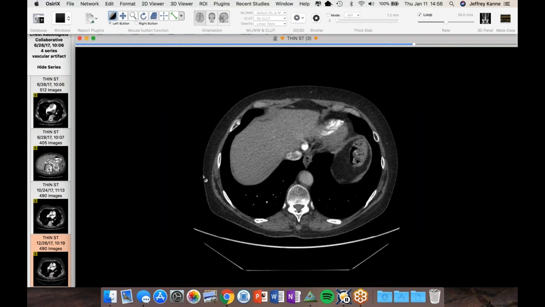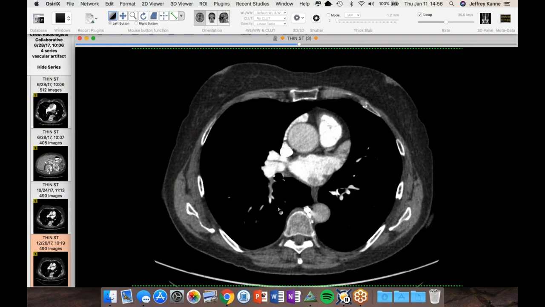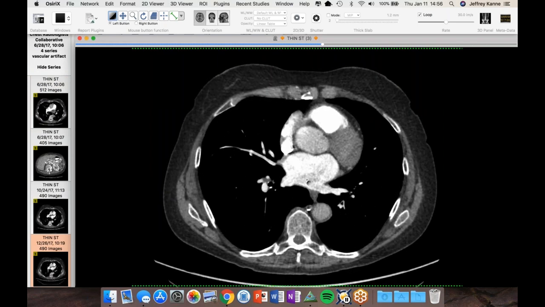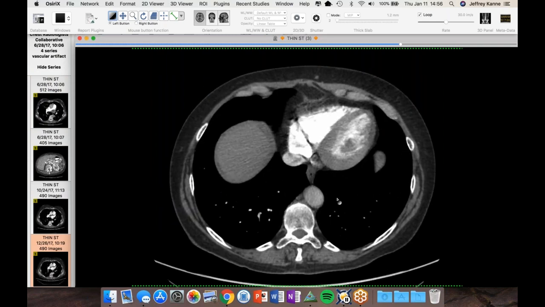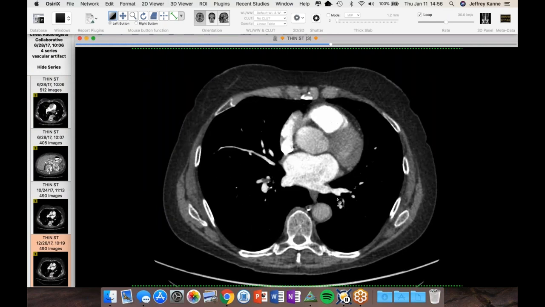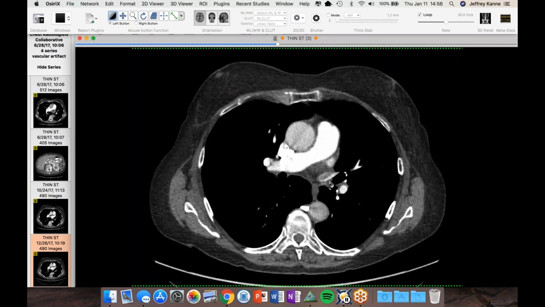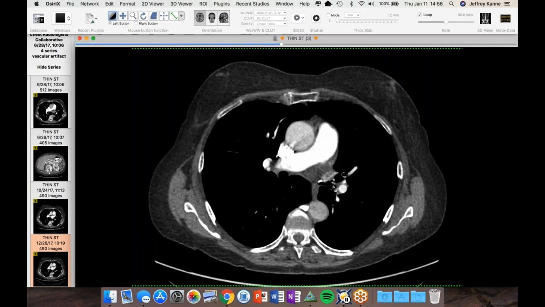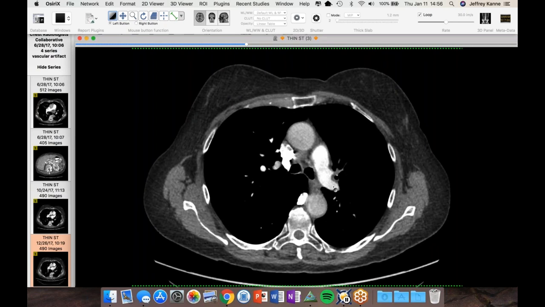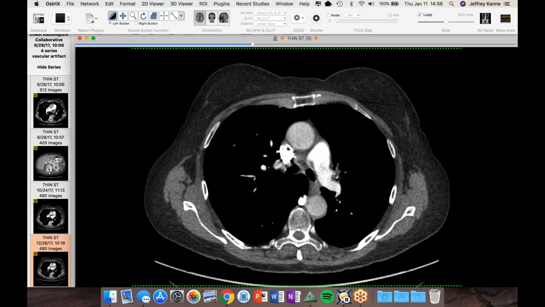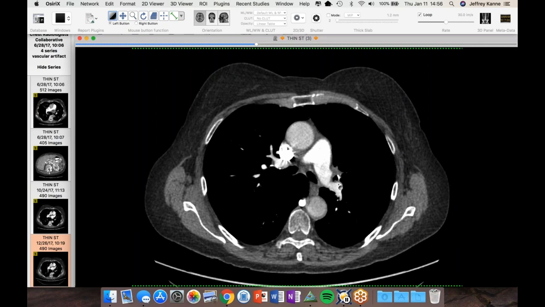You can see there's a good right heart and pulmonary arterial enhancement, but you can see some really nice smoke in the left atrium on this study. There's some sluggish flow, some slow mixing in the left atrium, and it almost looks like there's thrombus in the left superior pulmonary vein. And the reason there's no flow is because there's an occlusion of the left upper lobe pulmonary artery.